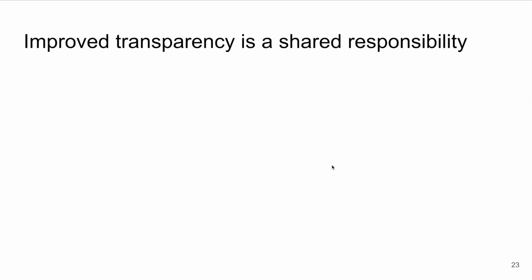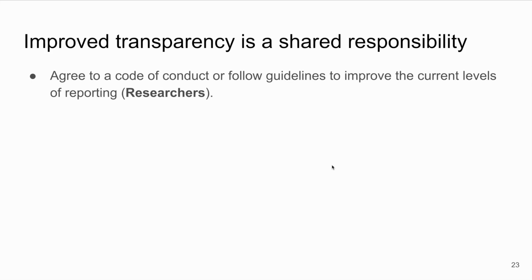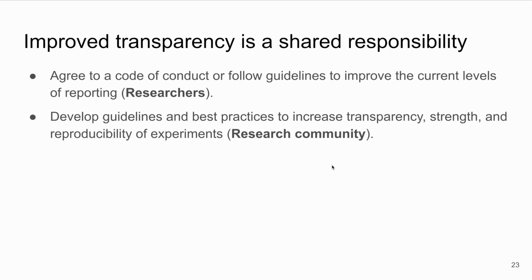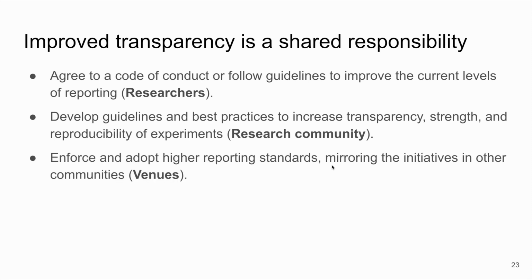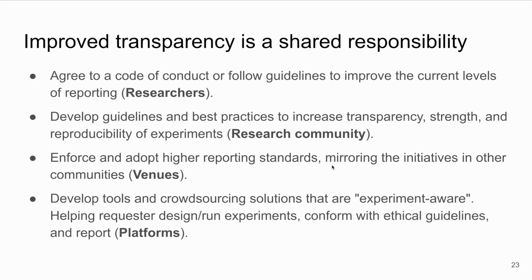It is clear from our study that improved transparency in reporting is a shared responsibility among different stakeholders in the crowdsourcing ecosystem. Researchers could agree to a code of conduct or follow guidelines to improve the current levels of reporting. The research community could seek to develop guidelines and best practices to increase transparency, rigor, and reproducibility of experiments. Venues may enforce and adopt higher reporting standards, mirroring the initiative in other communities. And platforms may aim to develop tools and crowdsourcing solutions that are experiment-aware, helping requesters design and run experiments conforming with ethical guidelines and reporting.